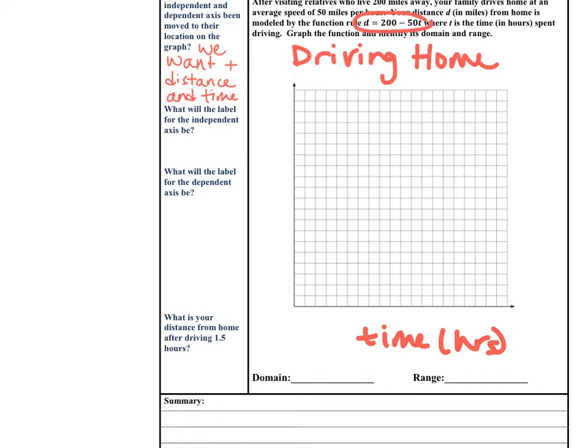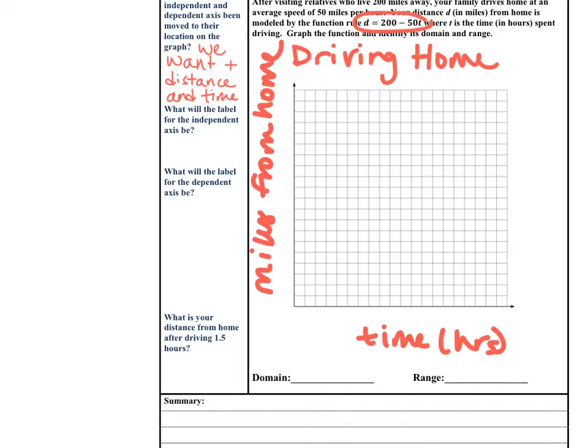Be careful. The y-axis is not the distance traveled. The y-axis is how many miles from home. Because if you look at your function, it goes from 200 minus 50t, which means you're losing distance. We're not calculating how long we've driven. We're calculating how much we have left to go with that equation.